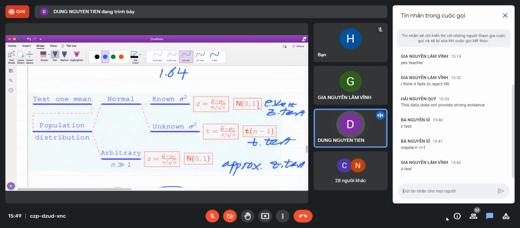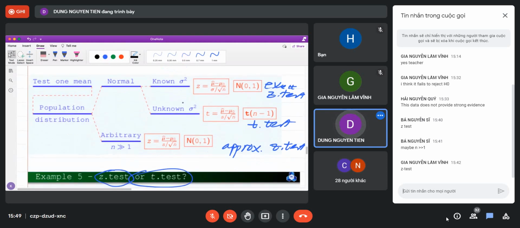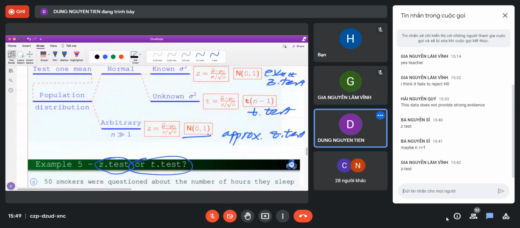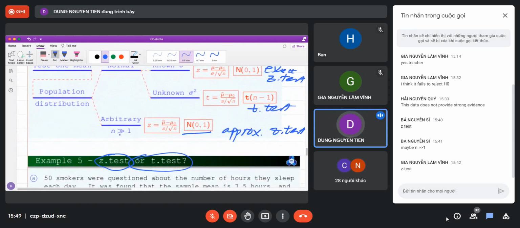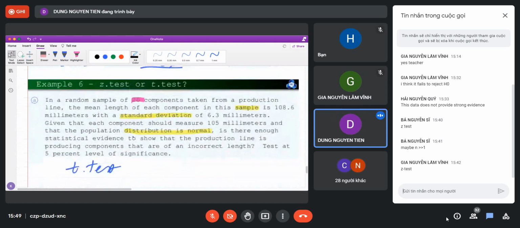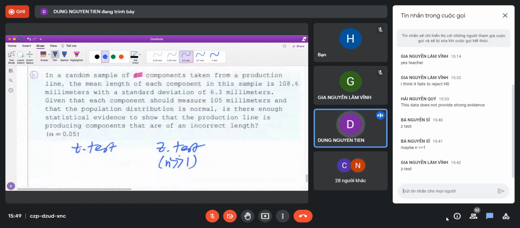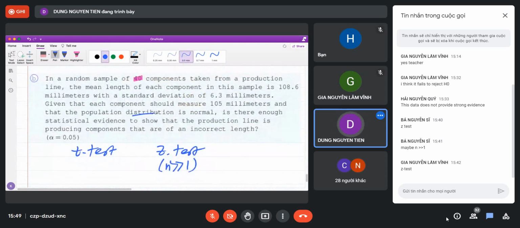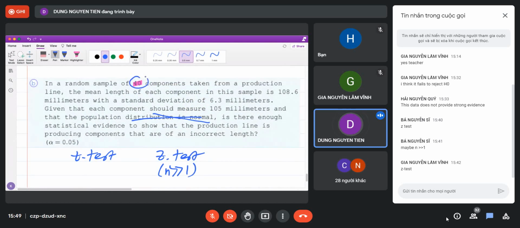No, you cannot use the first case. If you want to use the first approach, then you need to know the population standard deviation, but you don't know it. Okay, so you need to use this one. It is the approximate test. So you need the assumption that n is large enough. Do you understand? So in the second case, you don't use the assumption of normality. Instead, you use the assumption that n is large enough.